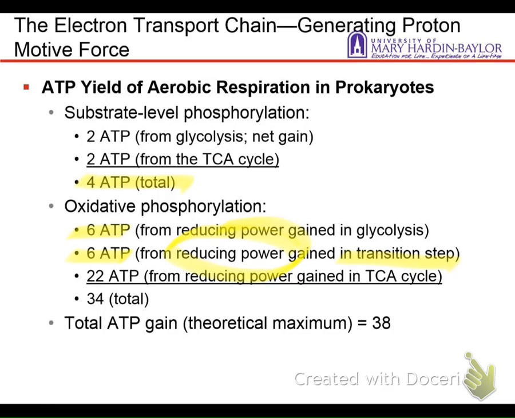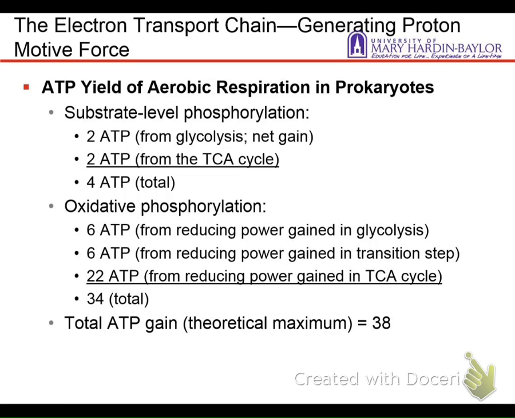Transition step. What is that ATP? Not acetyl-CoA. Not in the transition step. No FADH2 comes out of the transition step. It's NADH that comes out again. NADH is produced. Again, it's got to be the reduced form to have reducing power in these situations.